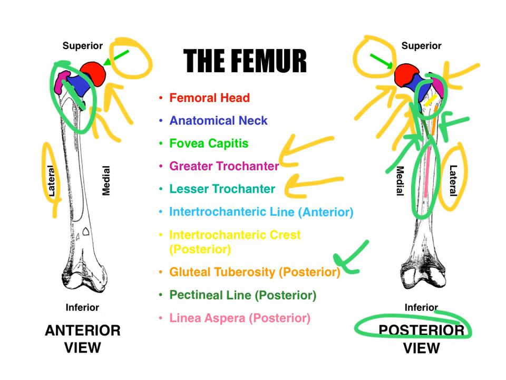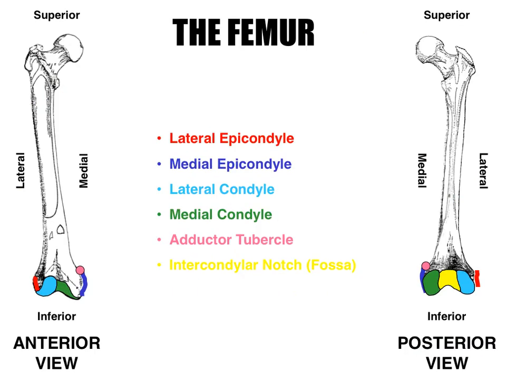Okay, so let's flip to the second slide, and now we're looking at the distal portion of the femur, right? So we did the proximal, and now the distal. So you have your epicondyles, which are outside of the condyle, then the condyles, and then a few tubercles. So the condyles in light blue and green, right here, your lateral condyle and your medial condyle, are where the femur actually articulates with the tibia.